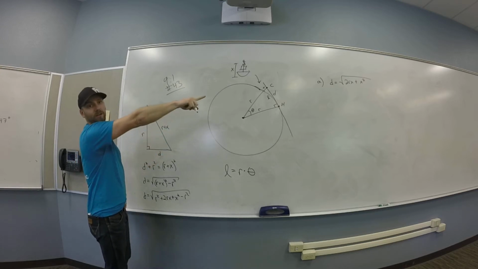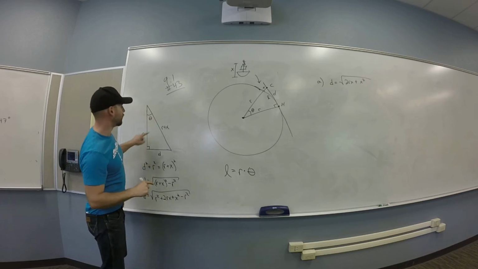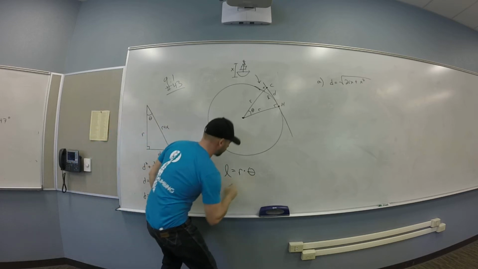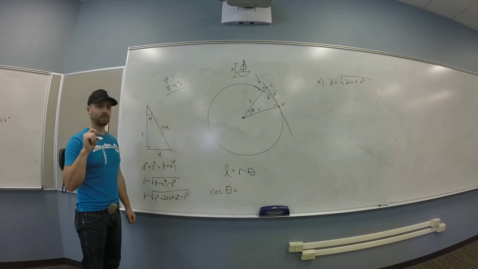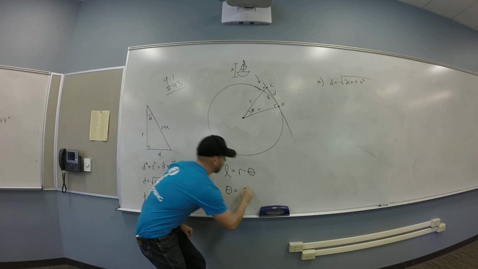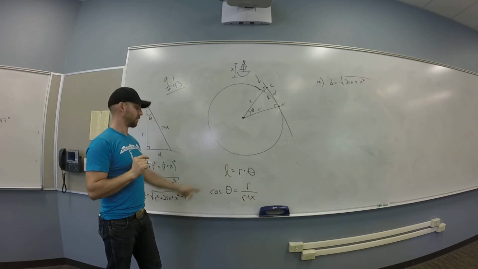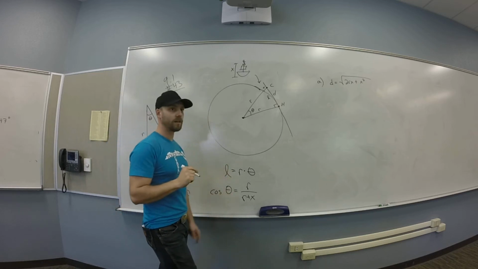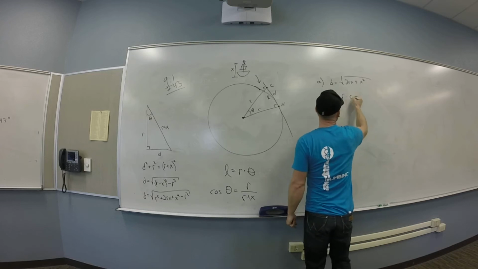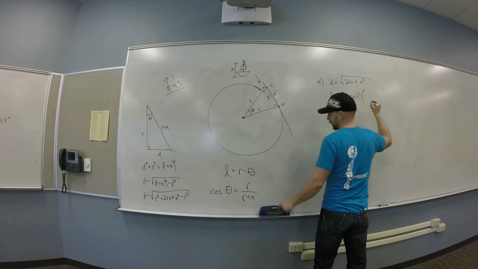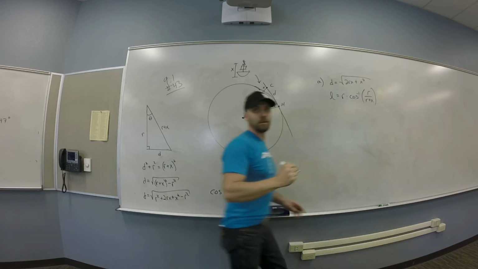d was kind of annoying, so I probably don't want to have that in there. So I want the adjacent over the hypotenuse. Cosine of theta equals r over r plus x. So theta is the cosine inverse of r over r plus x. So L is r times the cosine inverse of r over r plus x. You guys with me on that?